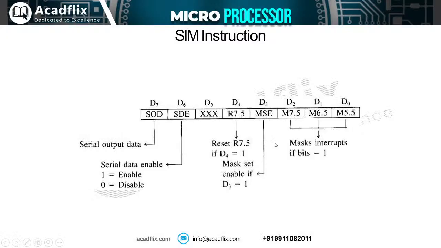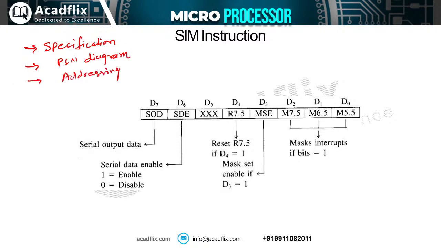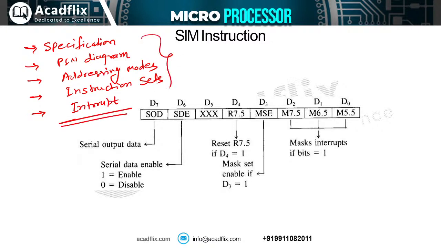So we have completed almost everything in the 8085 microprocessor. We have discussed the specification, the pin diagram, the addressing modes, and all kinds of instructions, that is, the instruction set. Now one thing left in the 8085 microprocessor is interrupts. I have already told you, but I will cover interrupts one more time in the next lecture.